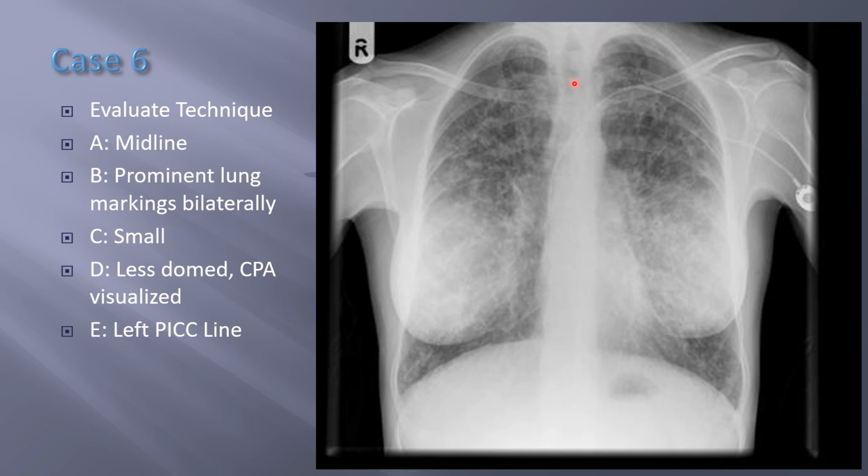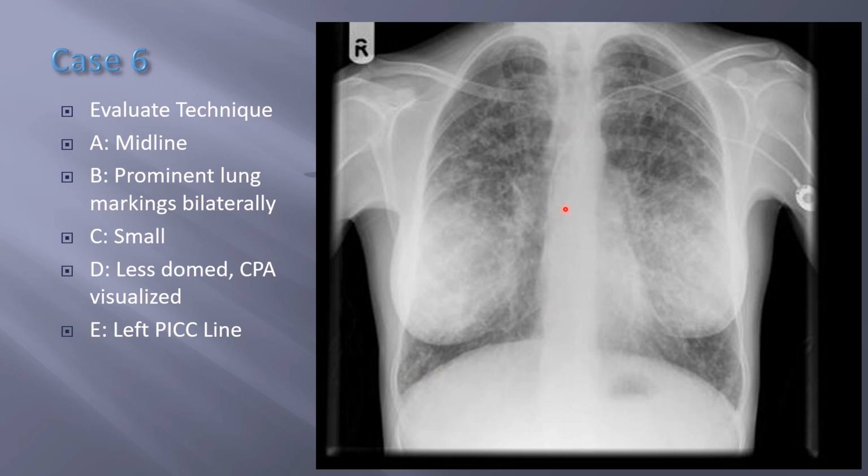So A, airway, I can see my trachea here is midline. B, I'm looking at my lung fields here bilaterally. I got good aeration. 1, 2, 3, 4, 5, 6, 7, 8, 9, 10. Yeah, 10. The ribs are starting to get a little hard to see there. But I see really harsh lung markings all throughout, all over the place.